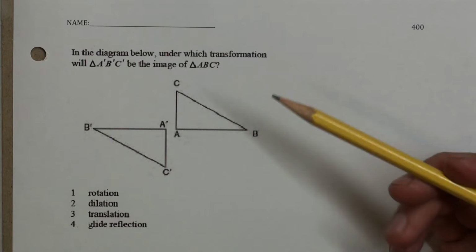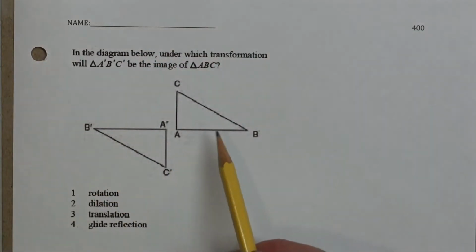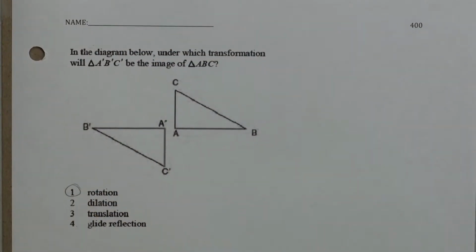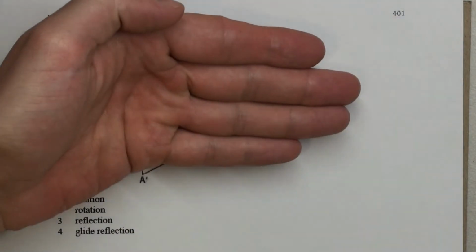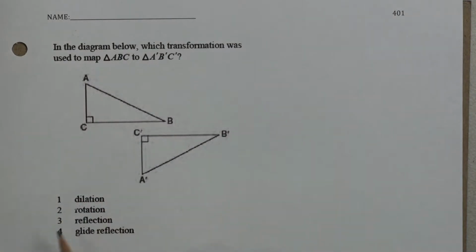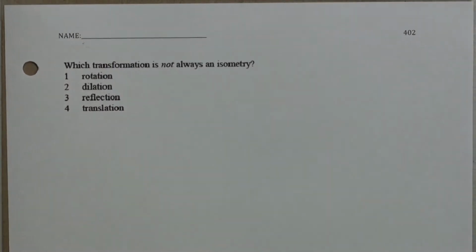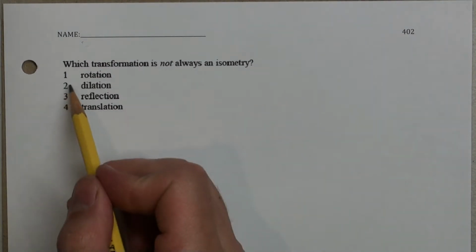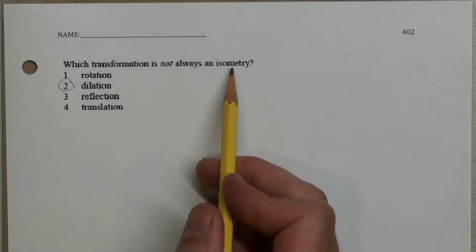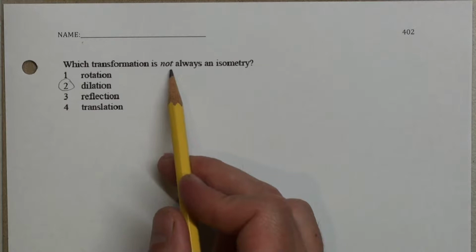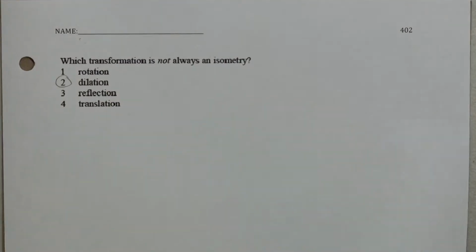Let's see. If we slid the, no, this would have to be a rotation of 180 degrees. This one was a glide reflection. First it slid or glided and then it reflected. So it's a glide reflection. Dilation is the only one that could change size. Okay, so isometry means does not change size. So which one is not always an isometry would be dilation, because it can change size.